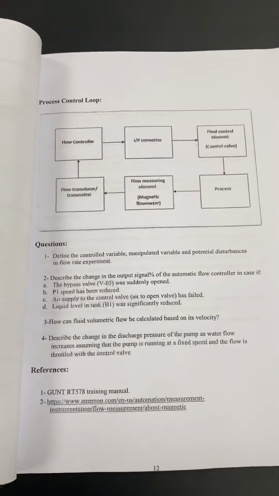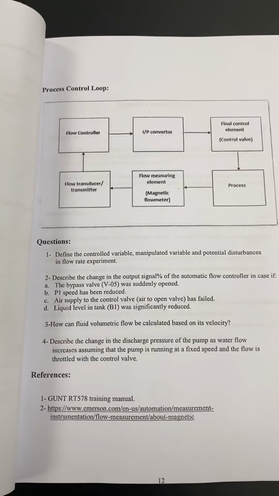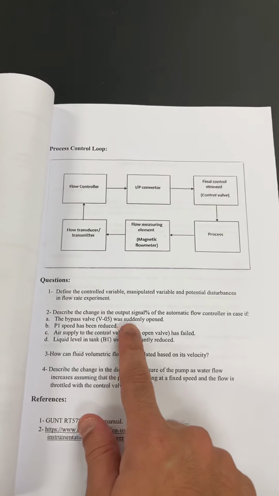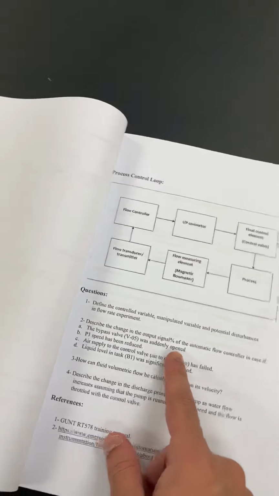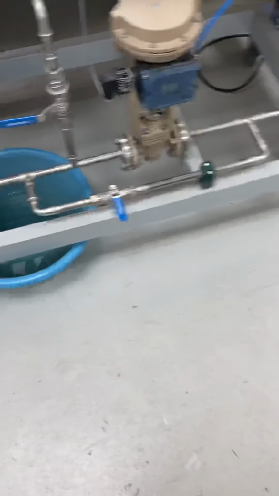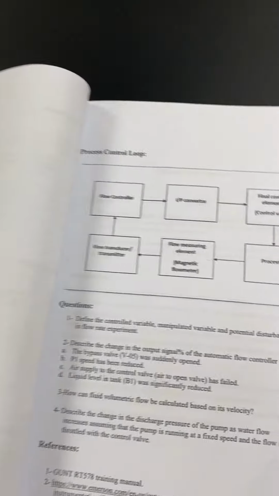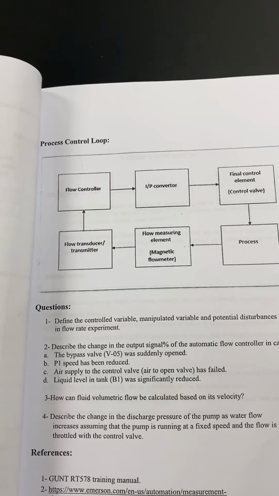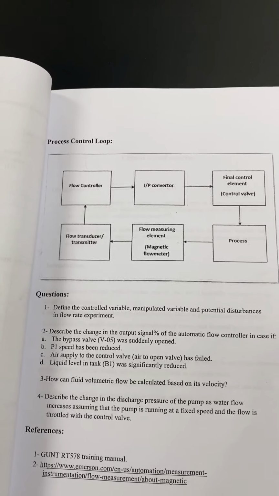Okay? Right. Now, if you have a question like this, where you have a possible scenario, like what will happen if during normal operation the bypass valve, as an example, was suddenly opened. You can see that the bypass valve is kept closed during normal operation. Okay? The second scenario is that P1 speed has been reduced. Okay?